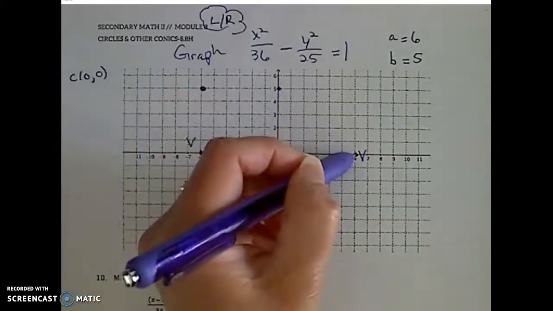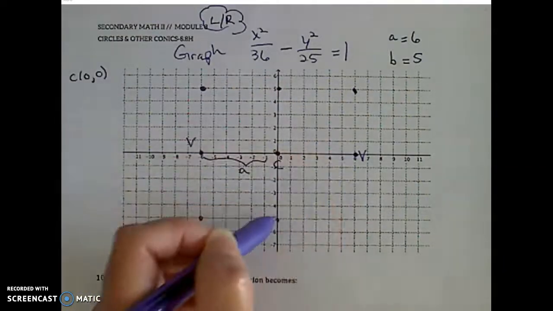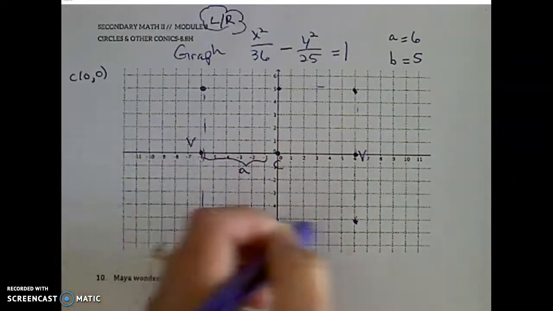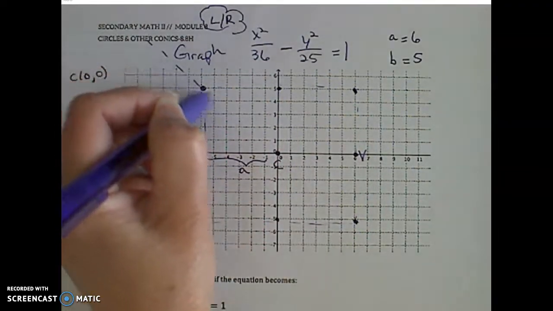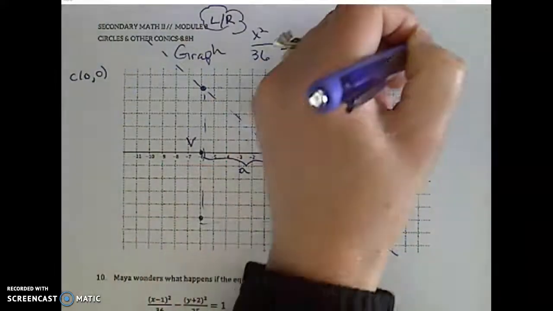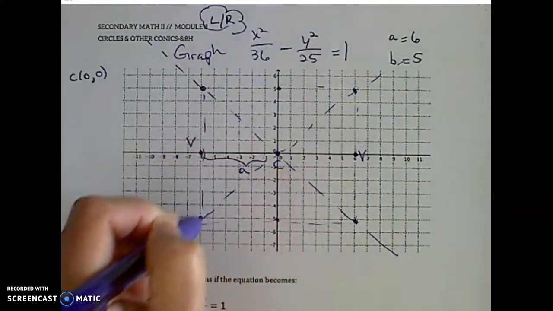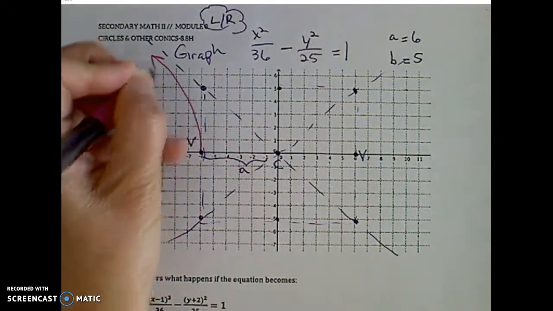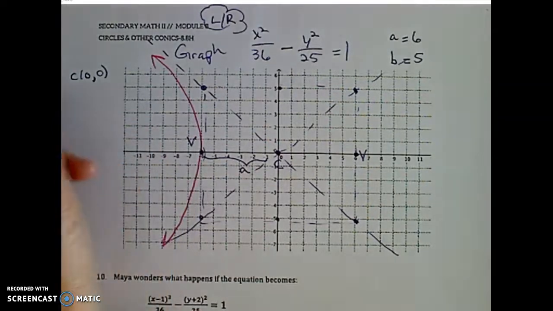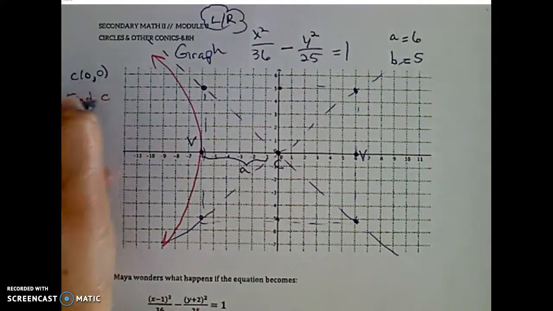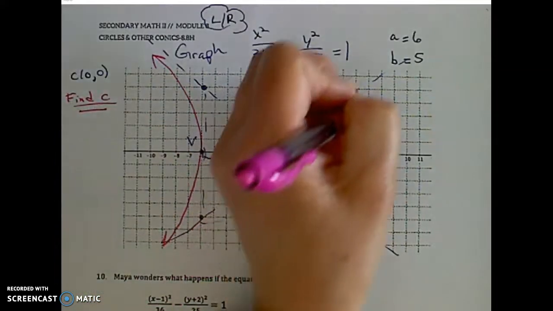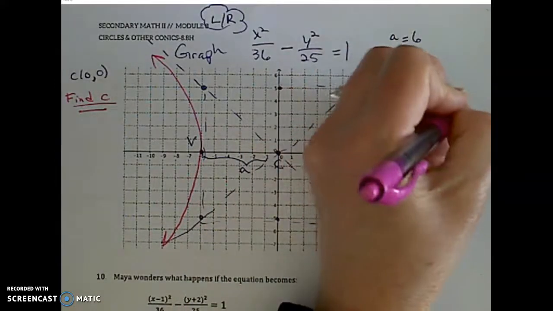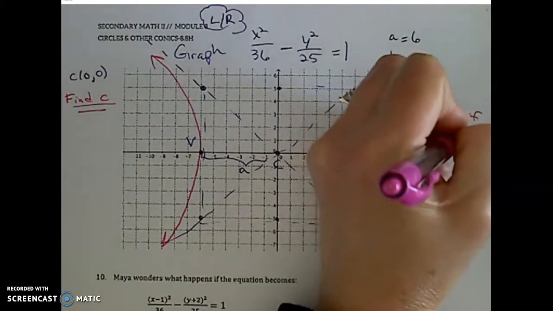Where is it? 6, 5, over 6, down 5. There's my imaginary rectangle in the middle. My asymptotes will pass through the middle. It will be the diagonals of that rectangle. And my hyperbola branches will pass through the vertices and follow those asymptotes. We do need to stop for a second and think about how to find C so I can find those foci. I would also like you to find the equations of the asymptotes.